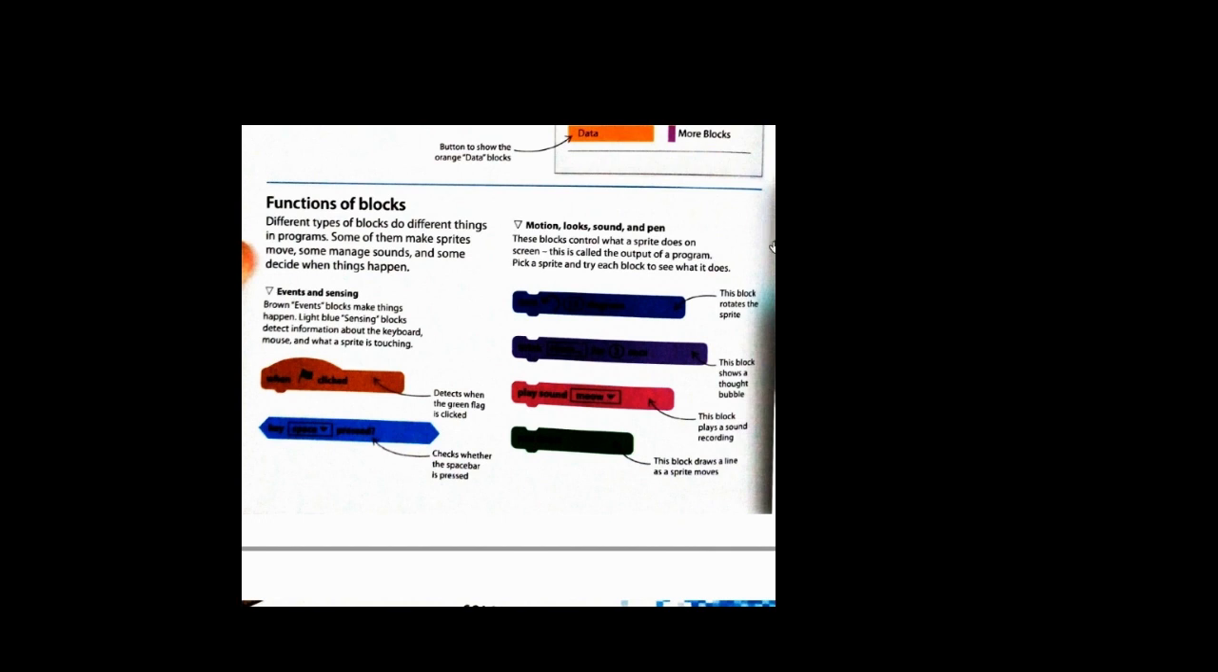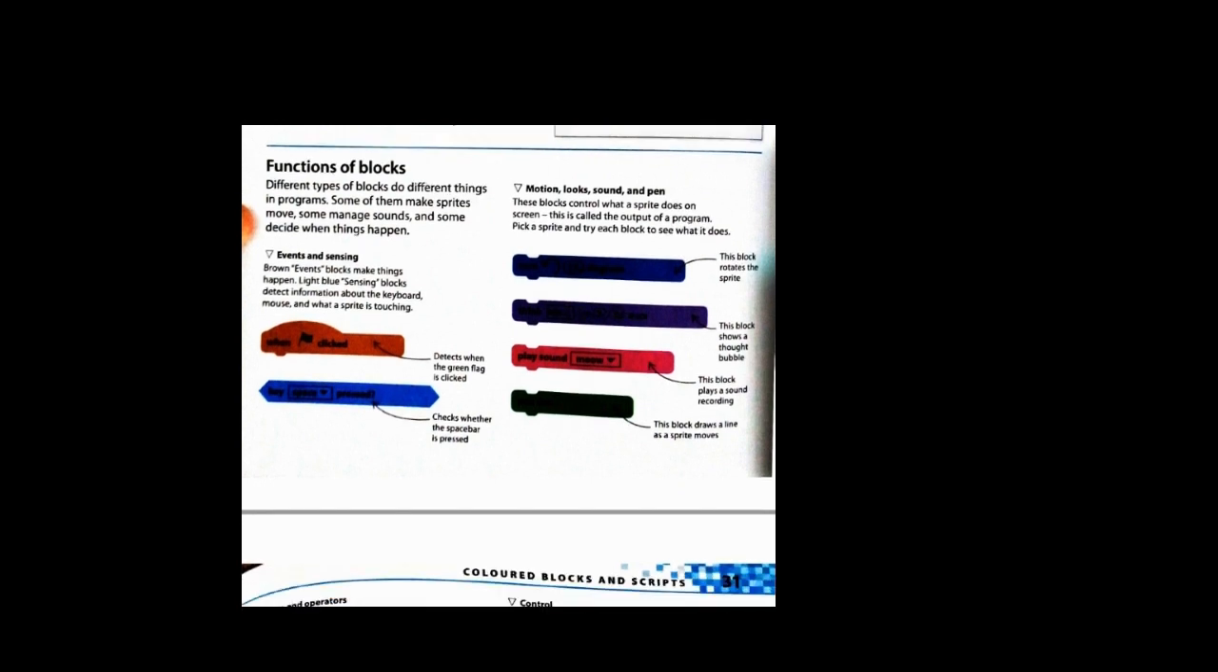Motion, looks, sound, and pen. These blocks control what a sprite does on a screen. This is called the output of a program. Pick a sprite and try each block to see what it does. This block rotates the sprite. This block shows a thought bubble. This block plays a sound recording. This block draws a line as a sprite moves.